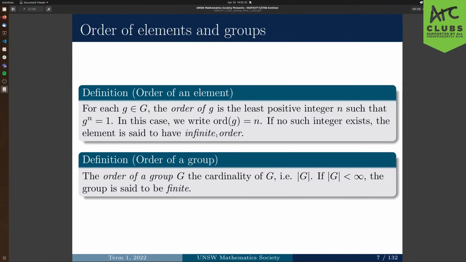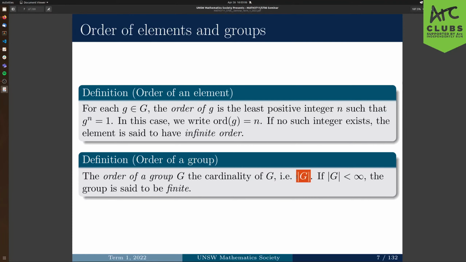To talk about the size of elements and groups, we can talk about order. The order of an element is just how many times you need to multiply it in the group to get back to the identity. So how many things you have to multiply together to get back to 1, which is what we usually write for the identity. If we've got that in a finite number n, then we say that the order of g is just n. And if no such integer exists, i.e. you multiply this as many times as you like and you never get back to the identity, then the element has infinite order.